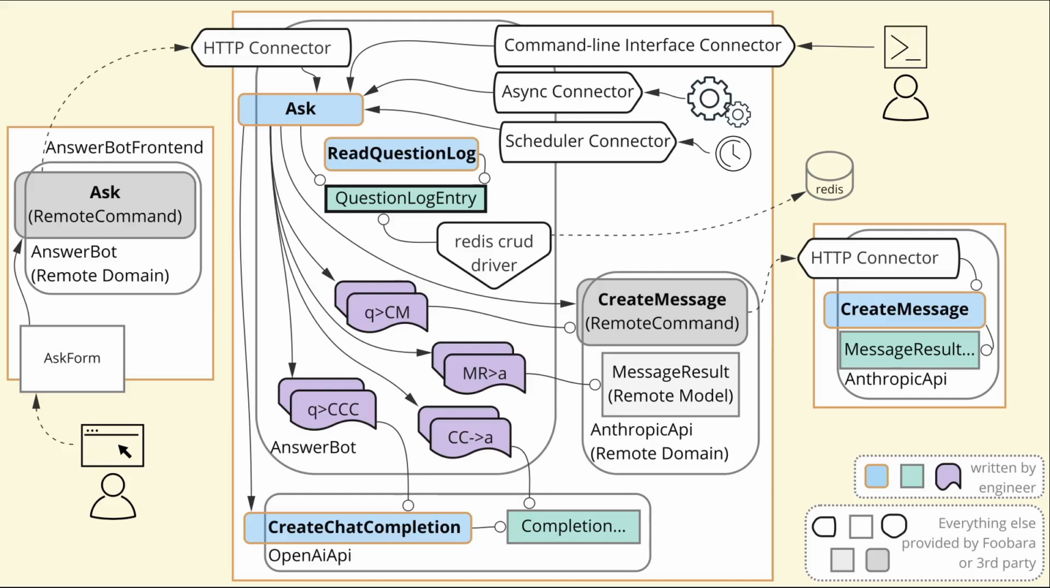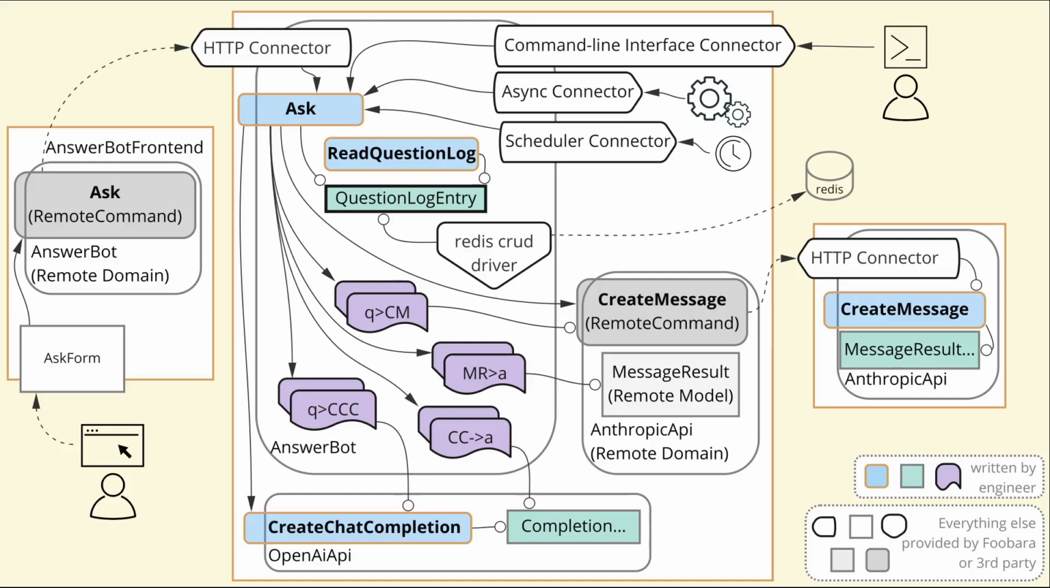This left the ask command dealing with questions and answers, which are concepts in the AnswerBot domain, and not dealing with things like chat completions, which are concepts in the OpenAI domain. This means that an engineer tasked with changing some behavior in Ask can go in there and not have to see anything related to the OpenAI domain. The only thing they're going to be able to see is that Ask depends on the OpenAI domain.